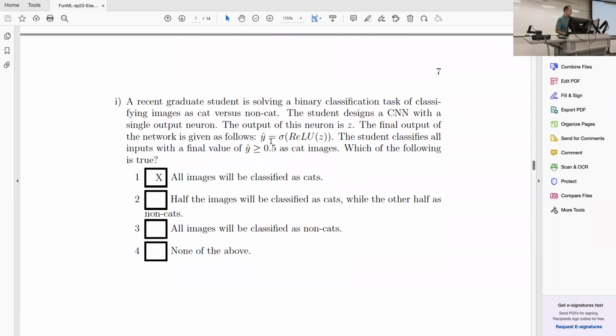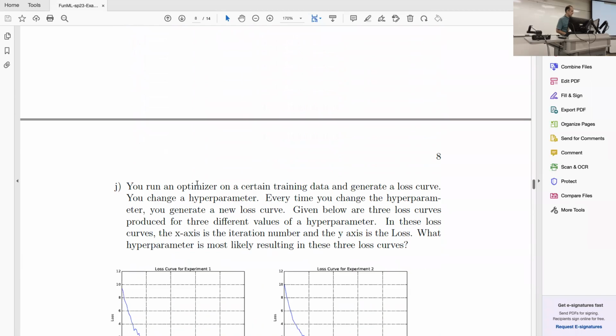Yeah, this one here, I was a little bit surprised that some got this wrong because this is what I was talking about with stress testing. If you look at the output from this one, it will always be above 0.5. It doesn't matter what the input is, it will always be a cat, right? So the answer in this case is all cats.